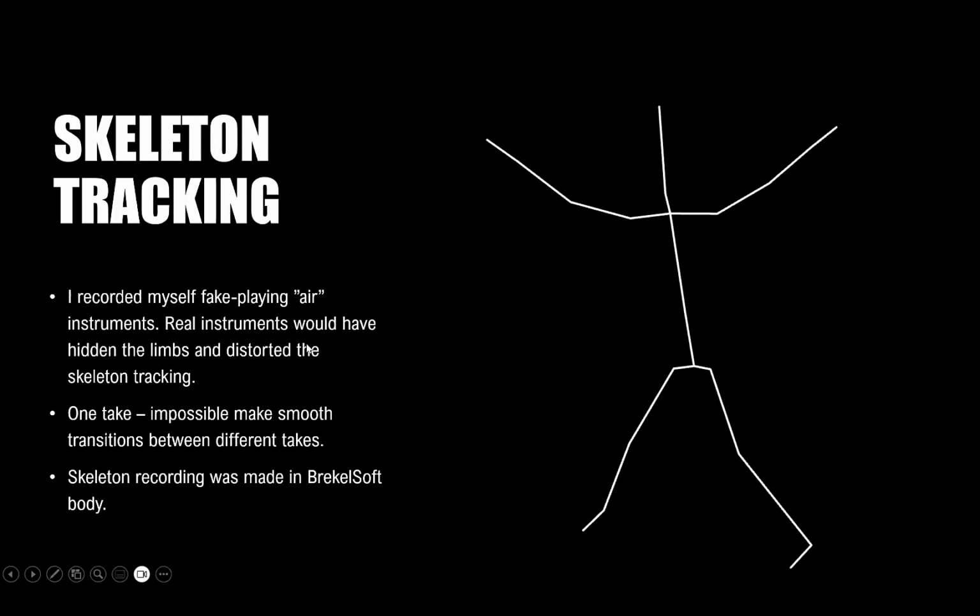Okay, so a bit more about the skeleton tracking. I had to fake play these instruments, sort of air instruments, and the Kinect, of course, if you hide your limbs from it, it won't see them. So I had to basically play in the air. You will see a photo soon of how it actually looked when I did this. You also get a pretty limited range on how to move, and you can definitely not spin around yourself and things like that. Then it will lose the skeleton tracking.